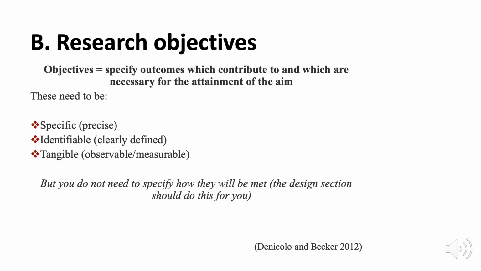On the other hand, the research objectives, they are the steps to achieve the aims. They specify the outcomes which contribute to your research aims. They are necessary for attaining the aims, right? So your research objectives should be specific and precise. They should be identifiable, clearly defined, and they should be tangible, observable, and measurable. Okay, so you don't need to specify how they will be met. The methodology section will do it for you.